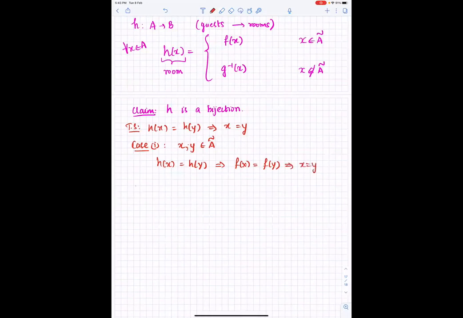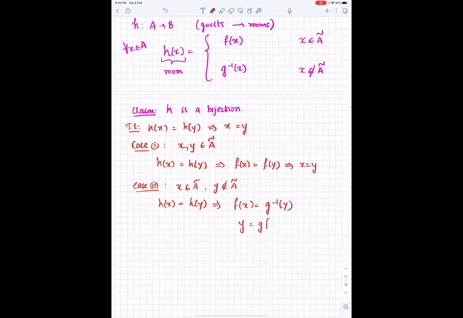And the other case could be that one of them is displaced, the other is not. So let's say x is in A tilde, but y is not. And what can we say about h of x equal to h of y? This means that by definition, because x is in A tilde, h of x is f of x. So f of x is equal to g inverse of y. So this means that y is g of f of x.